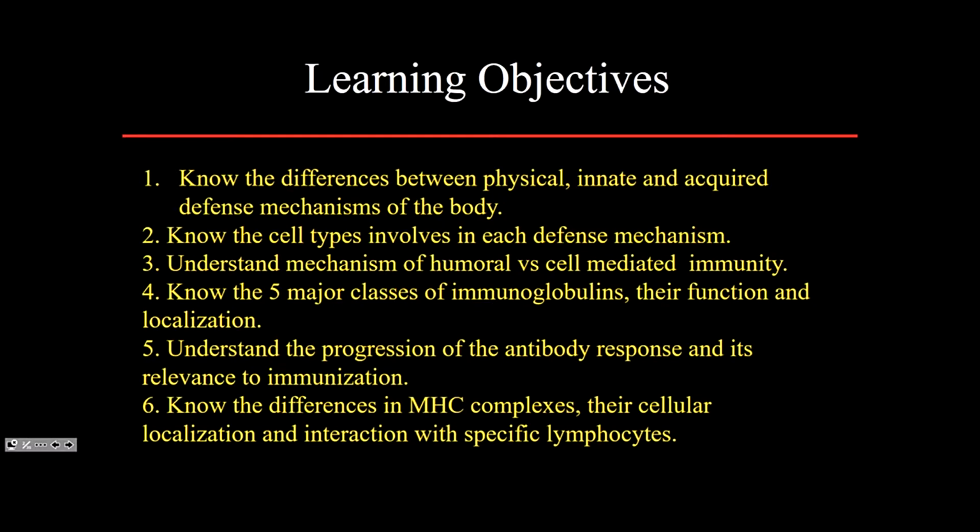So here are our learning objectives. Know the differences between physical, innate, and acquired defense mechanisms of the body. We'll cover all three of those. And of course, you need to know the cell types involved in each defense mechanism. Understand the mechanism of humoral versus cell-mediated immunity. That's basically antibodies versus cell-mediated immunity. Know the five major classes of immunoglobulins, i.e. antibodies, their function and where we find them. And understand the progression of antibody response and its relevance to immunization.